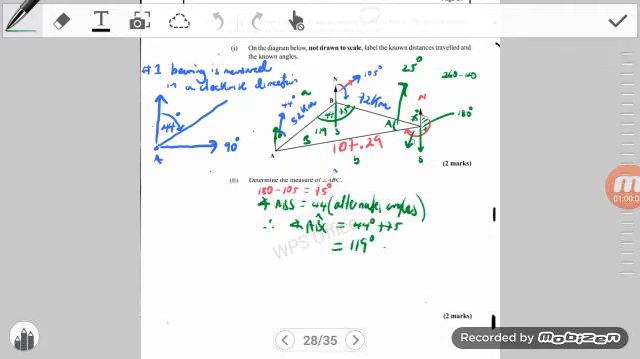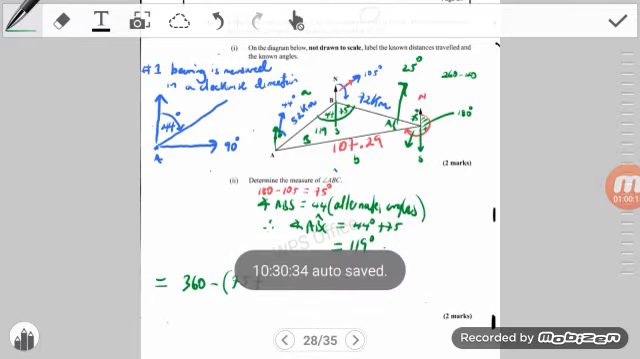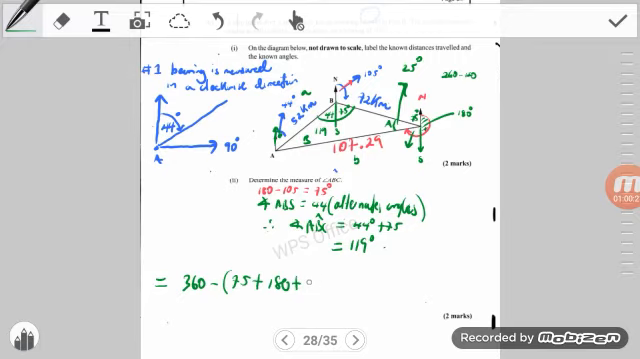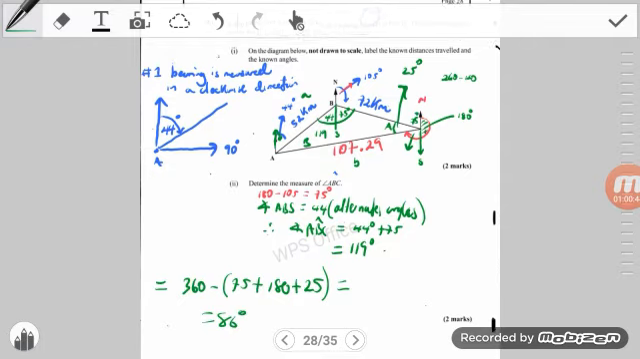So this angle right here is going to be equal to 360 minus (75 plus 180 plus 25). And that's equal to, let's check all of that one time, 360 minus 75 plus 180 plus 25. All right, let's close my bracket there, and that gives me 80 degrees. So this angle that I've been searching for so long is 80 degrees.